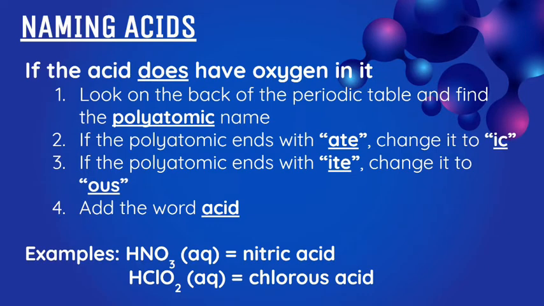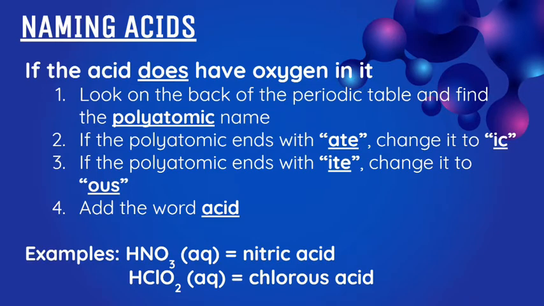Now, if the acid does have oxygen in it, we have two different ways that we're able to do it. If it does have oxygen in it, we're going to look on the back of our periodic table and find our polyatomic list. So if it does have oxygen, it is going to be a polyatomic. If the polyatomic ends with ATE, we're going to change it to IC. So it'll be ate to ic. If the polyatomic ends with ITE, we're going to change it to OUS. So this is going to be ite to ous. And then we're going to add the word acid.